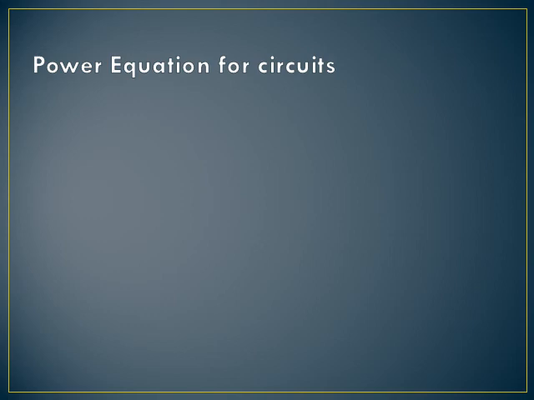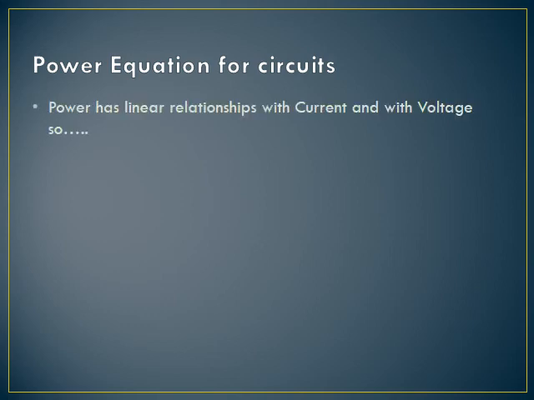So if we're going to build our power equation for circuits, we've determined that power has a linear relationship with both current and voltage. So take a minute to see if you can build this equation on your own. The symbol for power is P, the symbol for current is I, and the symbol for voltage is V. See if you can put the three of those together into one equation. Hopefully you came up with power equals current times voltage.